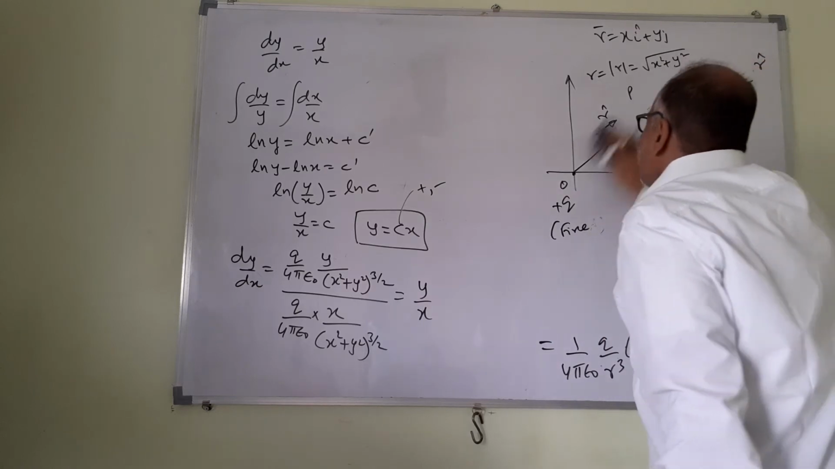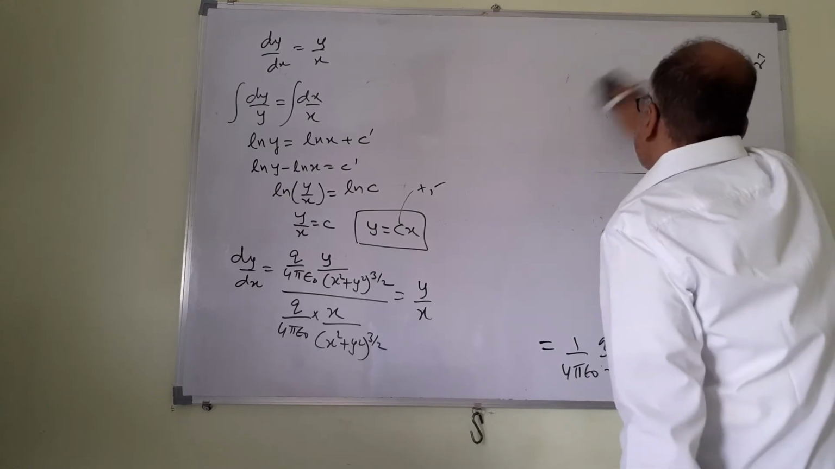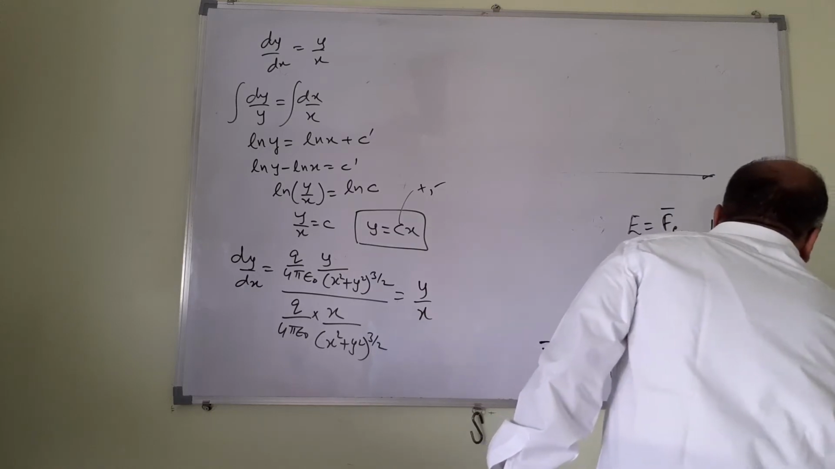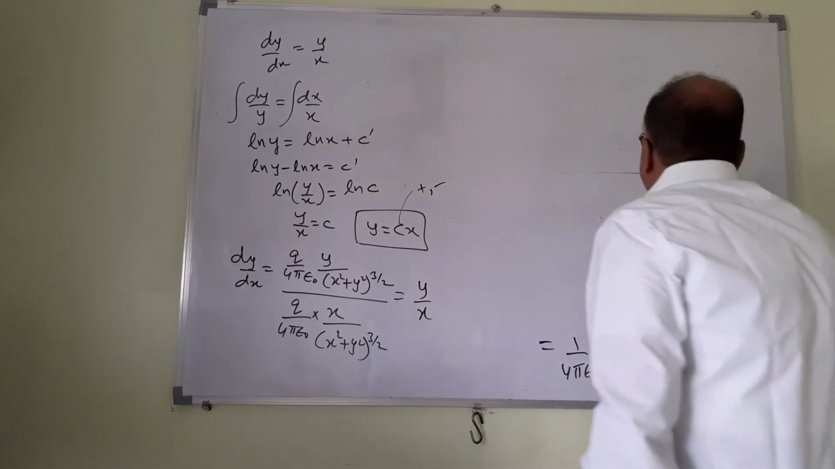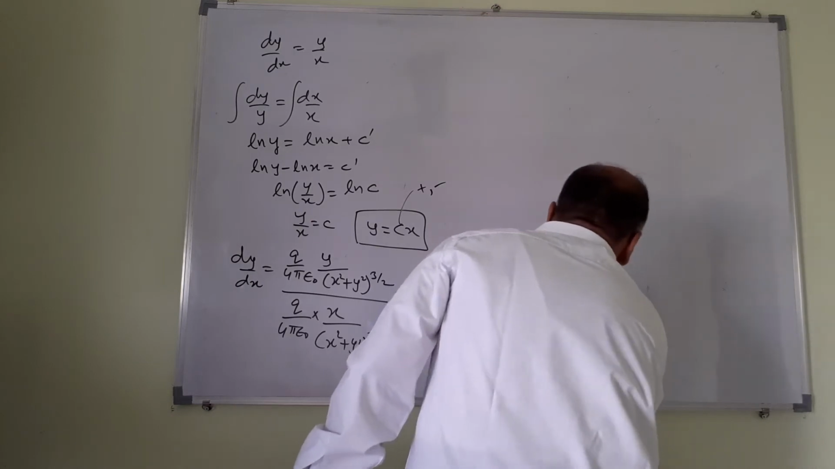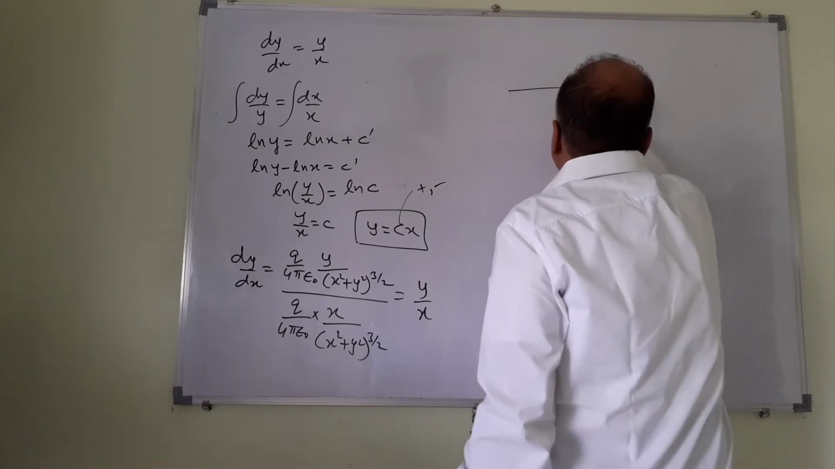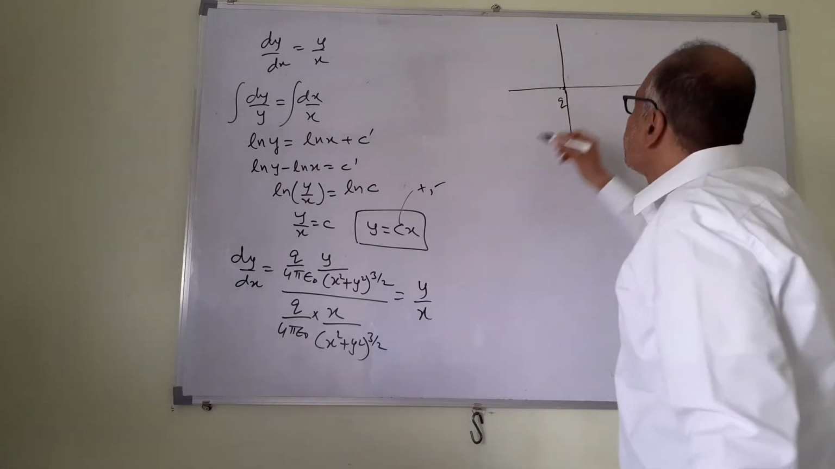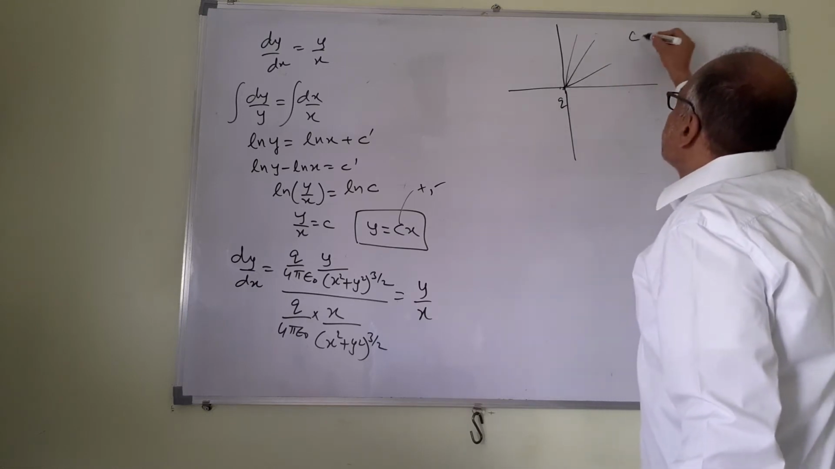Now, therefore the lines of force are straight lines. For a point charge, the lines of force are straight lines. So let's try drawing that. If you have that point charge Q here, and I draw the two axes like that, y is equal to cx. When c is positive, you would have the lines like this.